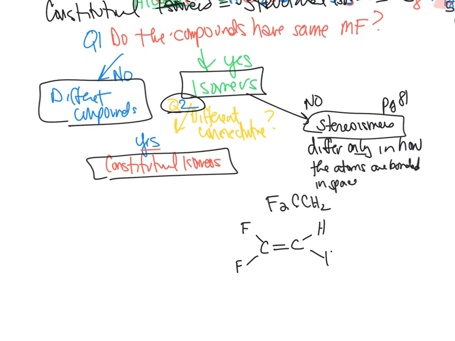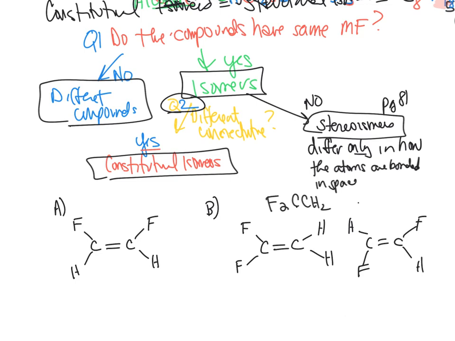We could also draw this like this, and we could also draw this like this. All right, so we have three compounds that have a correct Lewis structure. Now, how are these related to each other, these three compounds, compound A, B, and C? Well, they all have C2H2F2, so they all have the same molecular formula. So they are isomers. But what type of isomers?